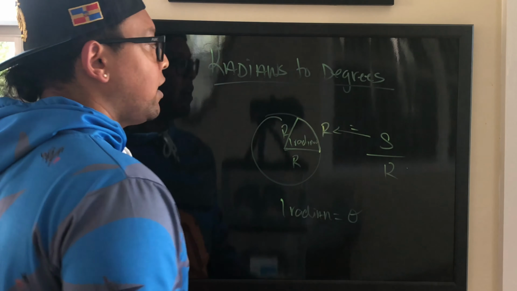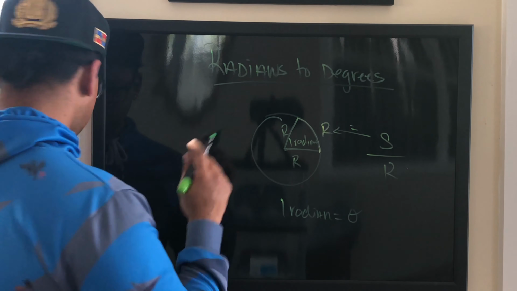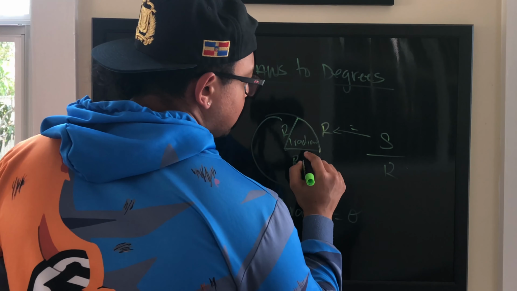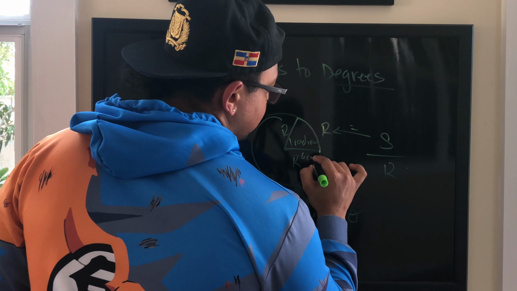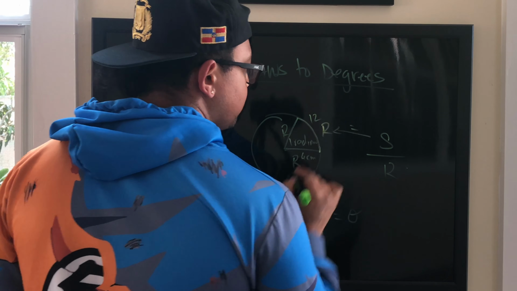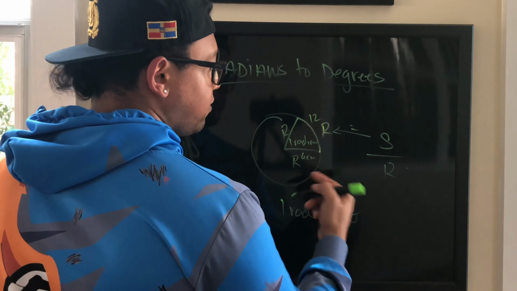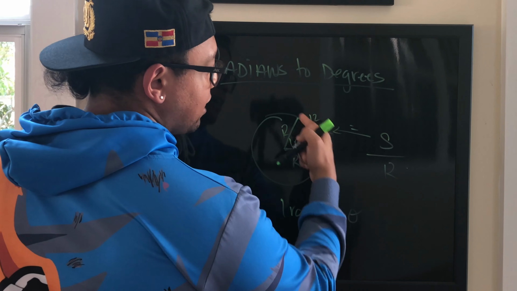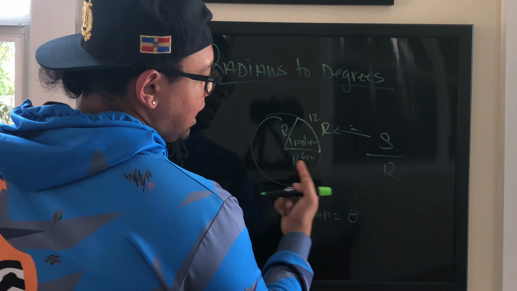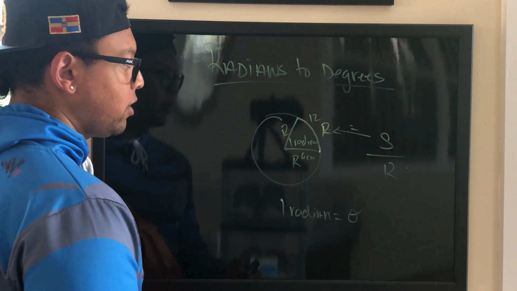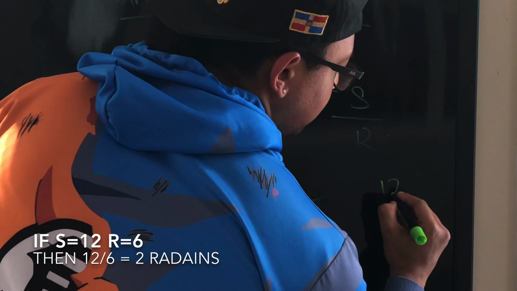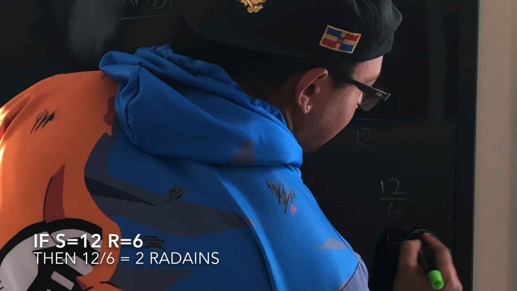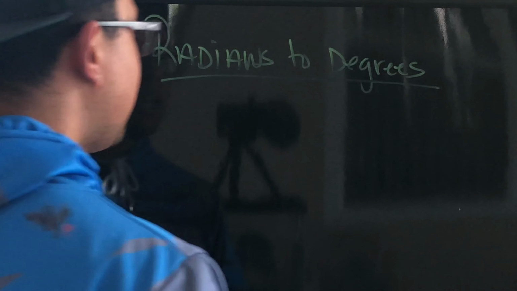Let me give you an example. Let's say this was 6 centimeters, and this was 12. If I told you to find the angle for that, you would just divide, because your arc length is represented by S and your radius is represented by r. So you would take 12 divided by 6, and that would give you 2. Your answer is 2.